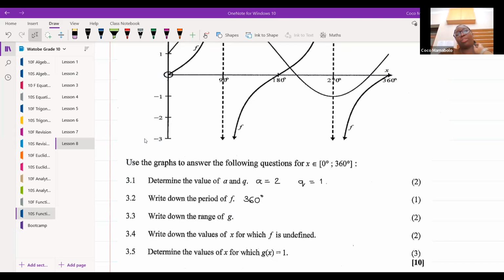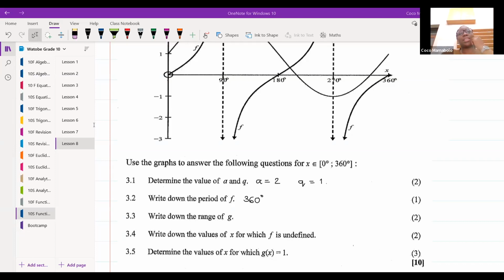In grade 10, they will always give you the dimensions of the domain. When we get to grade 11 and we learn about general solution, then you'll see that the graph keeps repeating again and again if they don't give us the domain. So we need to then know that.